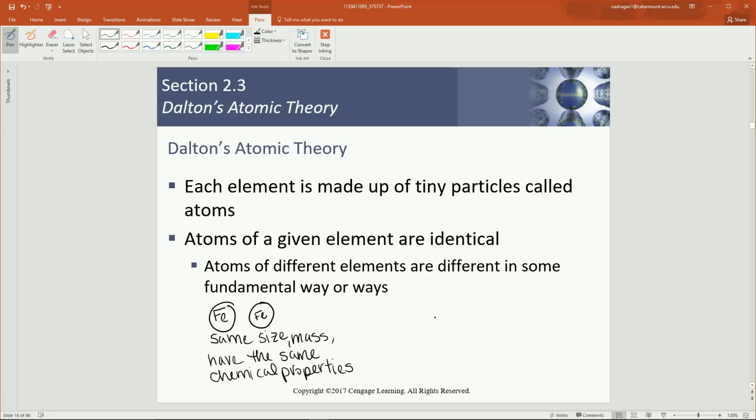But if you had something like iron compared to carbon, let me draw it a little bit smaller. So these would have different masses, different sizes, and chemical properties.